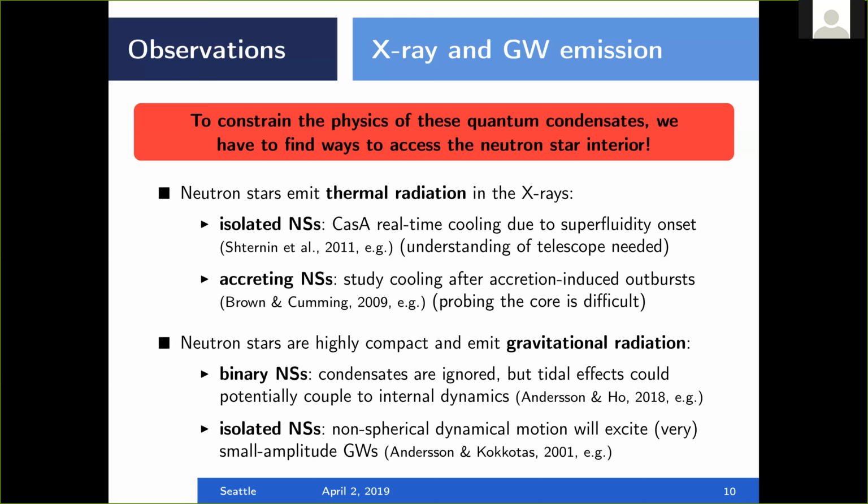The problem is that these effects are really minuscule, and you need to understand your telescope incredibly well over a very long time scale of several decades. We're currently at the level where that real-time cooling is not significant enough compared to what we know about the telescope. So it's really hard to actually extract information about the core in that form.